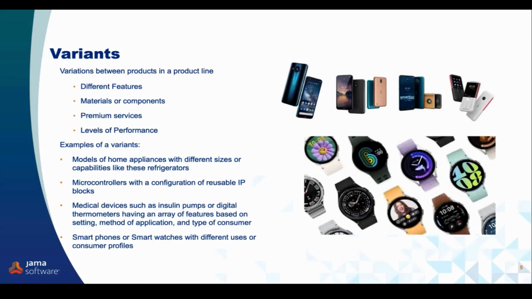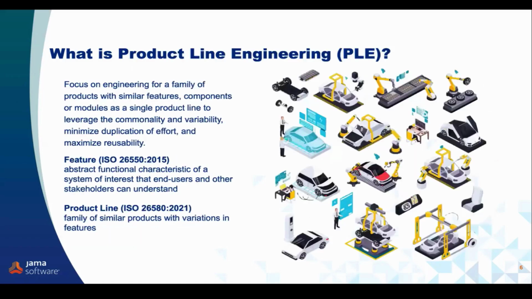Nearly every product you could think of has some amount of variation, and the process of managing those variants extends from the conception of the products all the way into their description at the point of sale and maintenance thereafter. So one of these methods, which we will mention in the discussion today, is product line engineering, or PLE for short. And for this, we'll use the simple definition: a focus on engineering for a family of products with similar features, components, or modules as a single product line to leverage commonality and variability, minimize the duplication of effort, and maximize reusability.